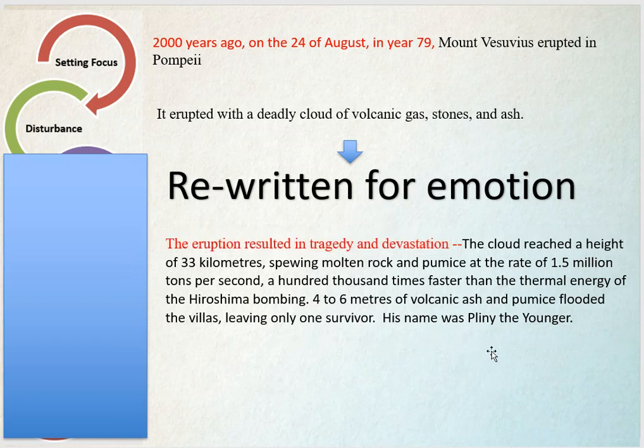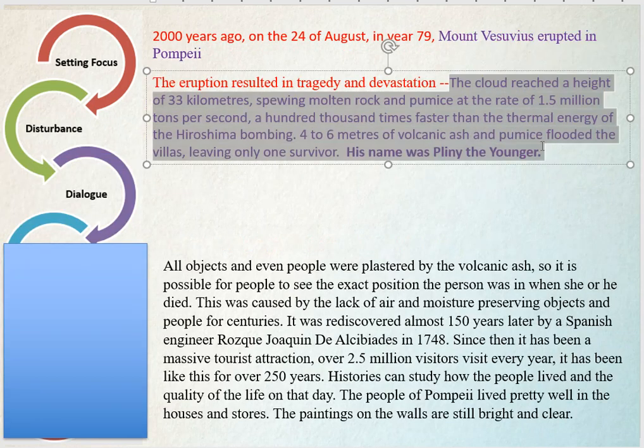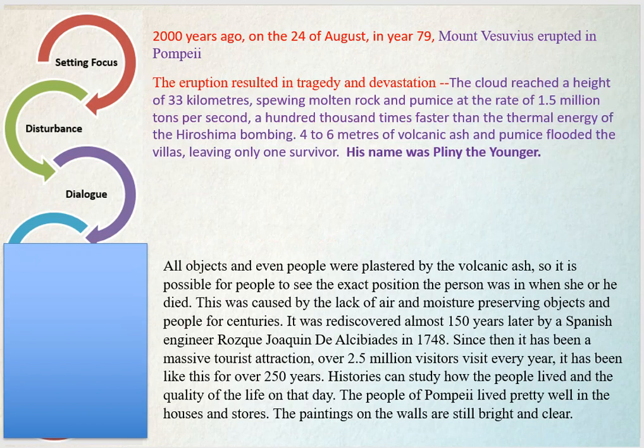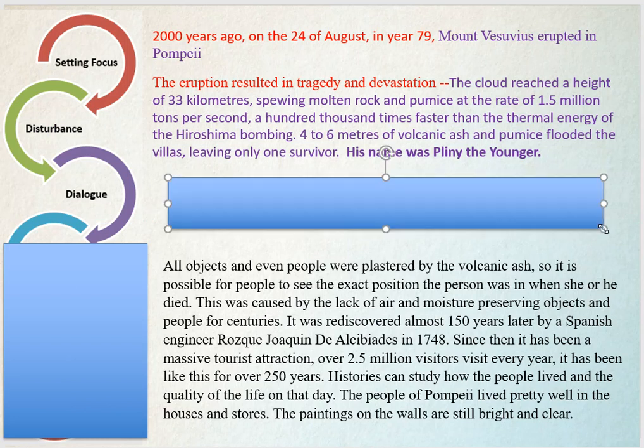Let's have a look at the rest of the text. So here's this text. When we now examine my friend's text, I'll just make it more clear for you, so I will just use a little square. There was absolutely nothing in her text that she initially created which we could use for a dialogue, right? So she did set the focus, there was a disturbance, but there was no dialogue.